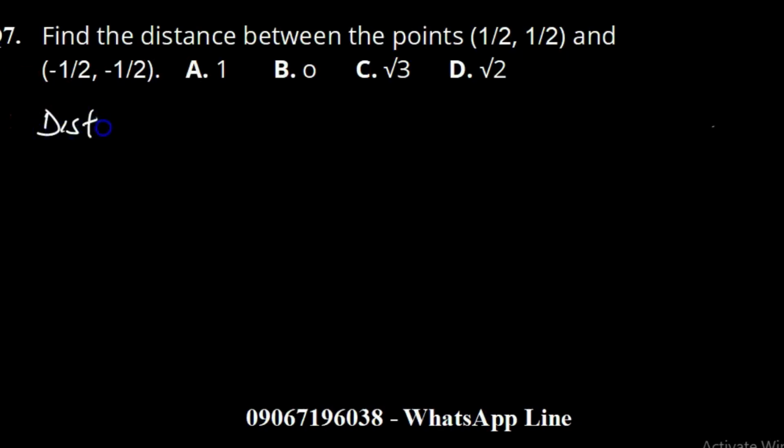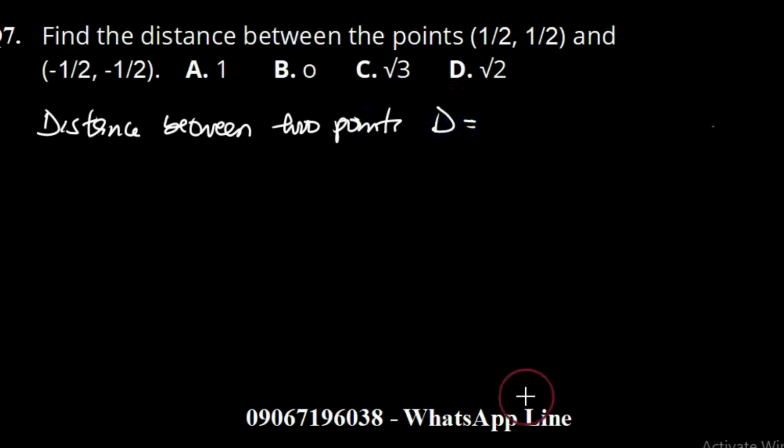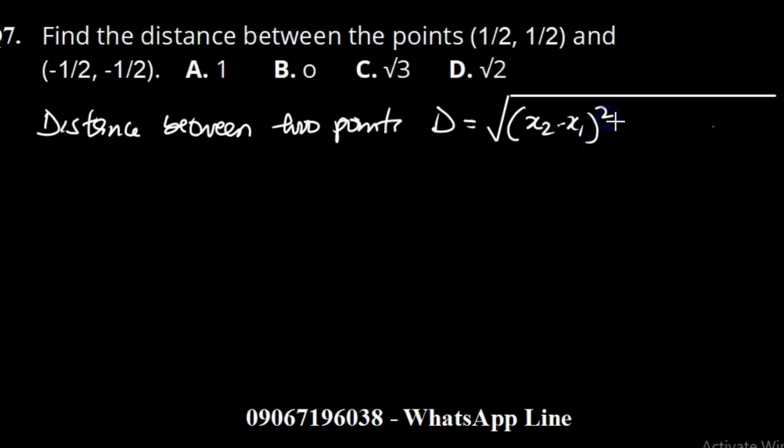So the distance between 2 points is given as d is equal to the square root of (x2 minus x1) all squared plus (y2 minus y1) all squared. So this is the distance between 2 points.